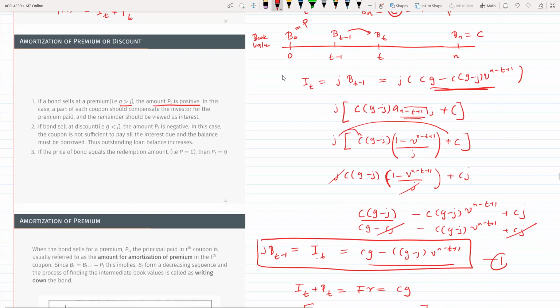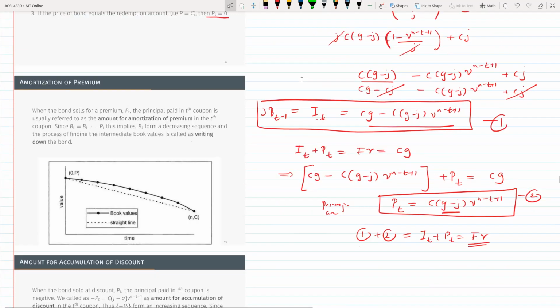In this case, a part of each coupon compensates the investor for the premium paid, and the remainder should be viewed as interest. If the bond sells at a discount, that means G is less than J, and the amount PT is negative. In this case, the coupon is not sufficient to pay all the interest due, and the balance must be borrowed. The outstanding loan balance increases. If the price of the bond equals the redemption amount, then PT equals 0. So here you can see how this is going to work, starting from 0 and ending at n.